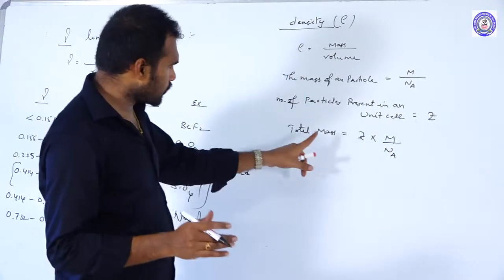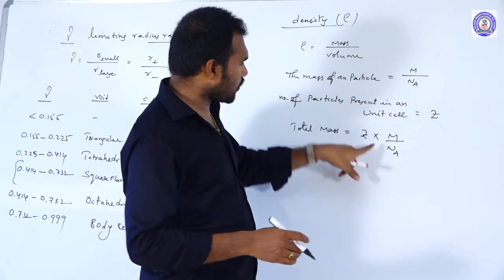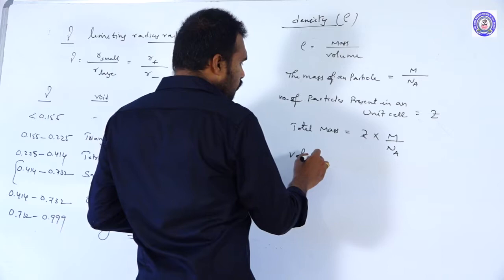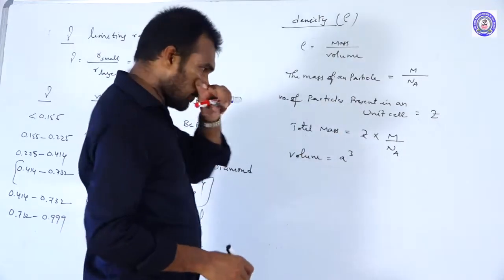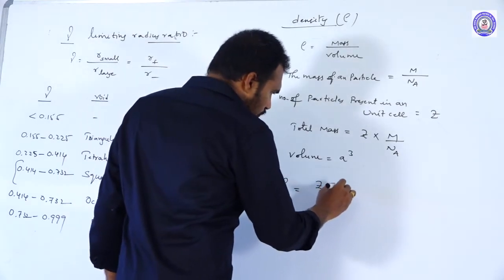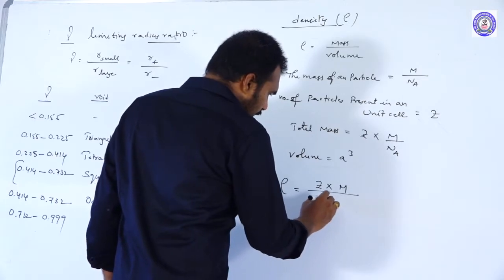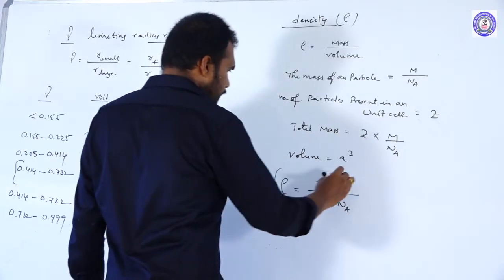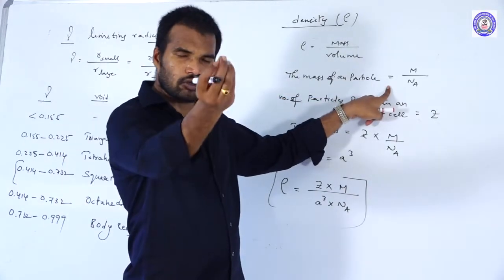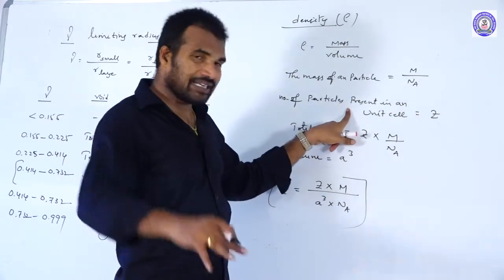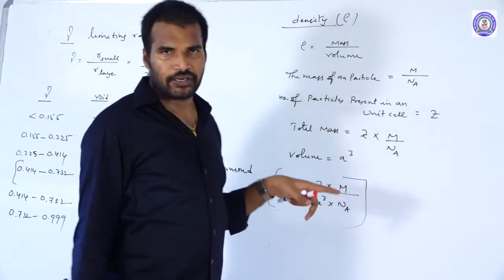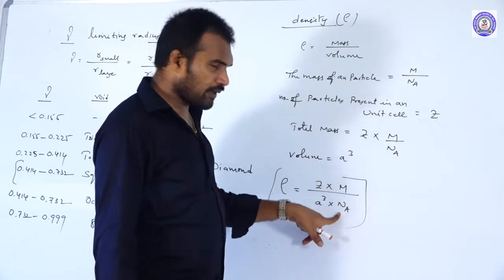Clear? Understood this point? So in the place of mass, what you can write? Z into M by Na. And volume formula, the volume of cube is equal to a cube. So if we substitute that, density rho is equal to Z into M by a cube into Na. Clear? So this is the general logic. The mass of one particle is equal to total mass by Avogadro number. Number of particles is equal to Z. So the total mass of the substance is equal to number of particles into mass of each particle. So in the place of mass, I have written Z into M by Na.